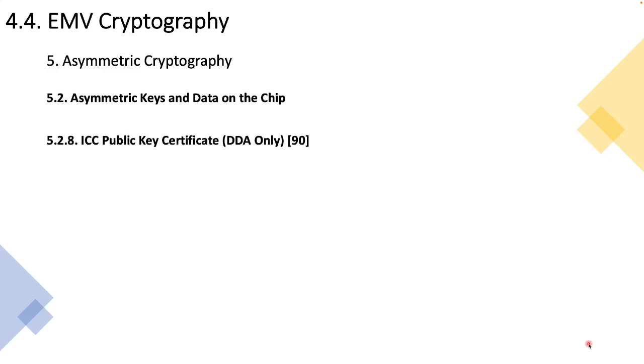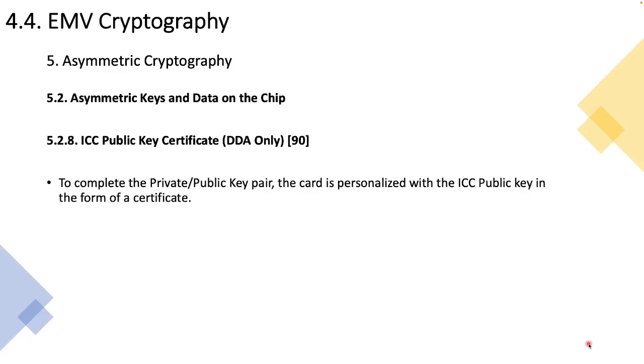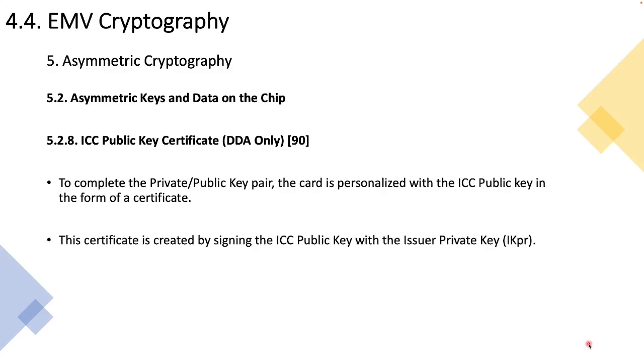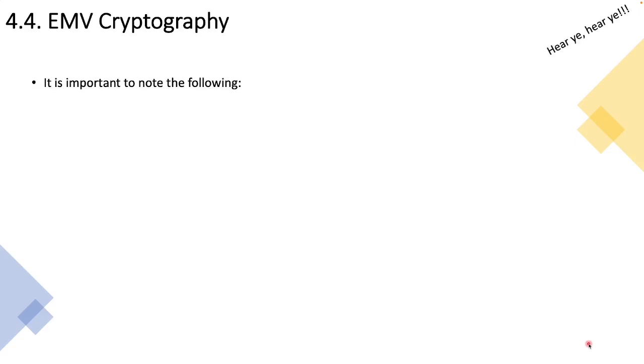Lastly, we have something called the ICC Public Key Certificate, used for DDA only. To complete the private public key pair, the card is personalized with the ICC public key in the form of a certificate. The certificate is created by signing the ICC public key. The card's public key is signed with the issuer's private key, which creates a digital certificate, and the certificate is then written to the chip. Important to note the following.